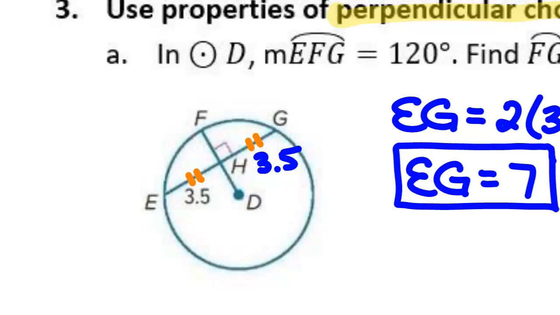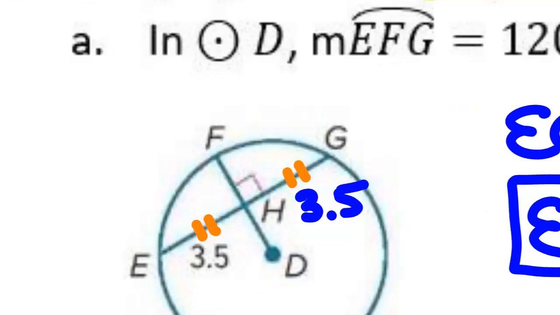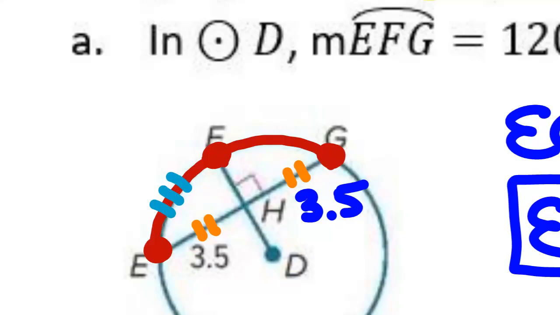That radius isn't only bisecting my chord. It's also bisecting what? Look up at that first bullet point again if you need to. It's not just bisecting chord EG. It's also bisecting my arc. So from E all the way around over here to G, that's being cut in half right here at F. So that means that arc EF and arc FG are the same size.